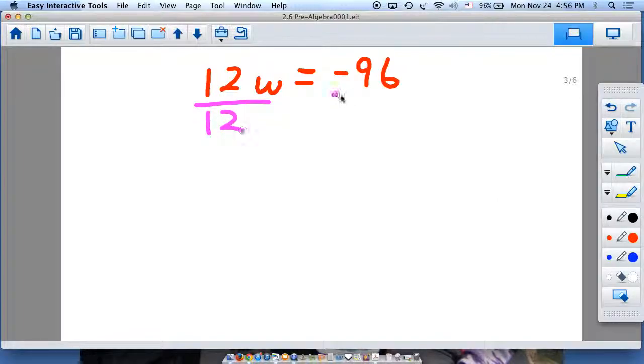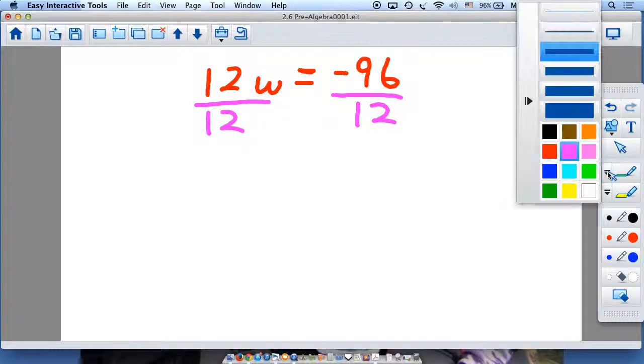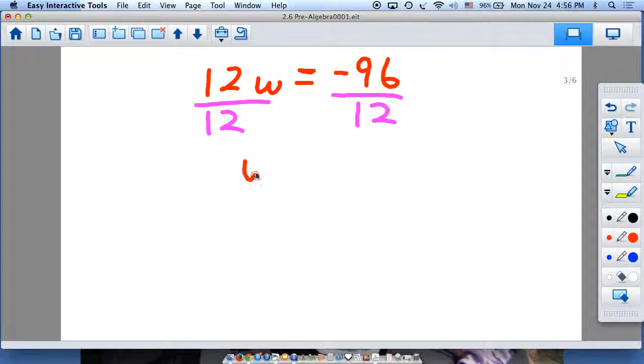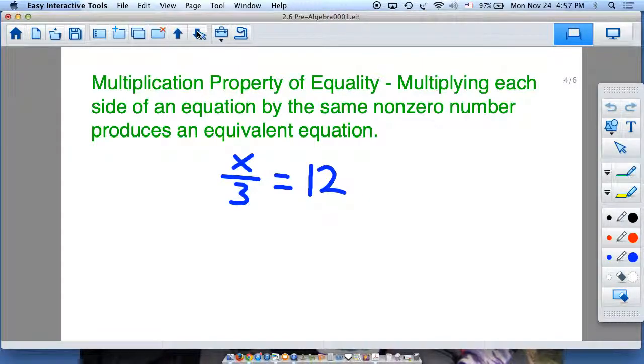I would divide both sides by 12. And you know that when you divide 12w by 12, that's going to give you w on the left-hand side. And negative 96 divided by a positive 12 is going to give you negative 8, because we know 12 goes into 96 8 times. Once again, you can check that by multiplying 12 times negative 8, and you should get that answer of 96 if you multiply it correctly.